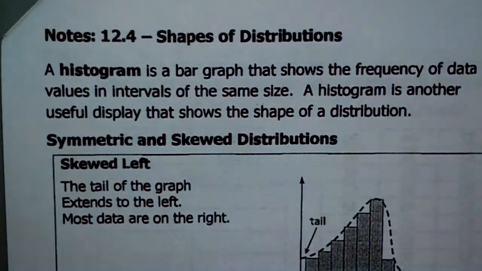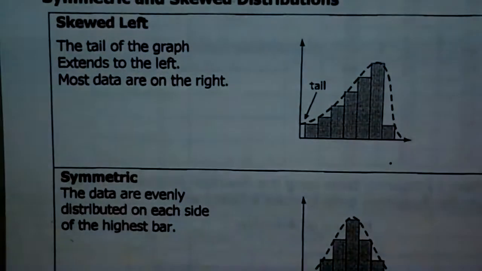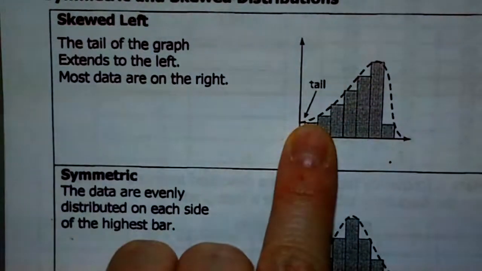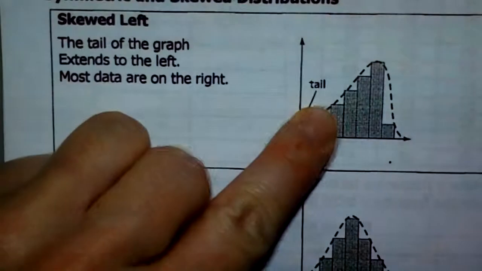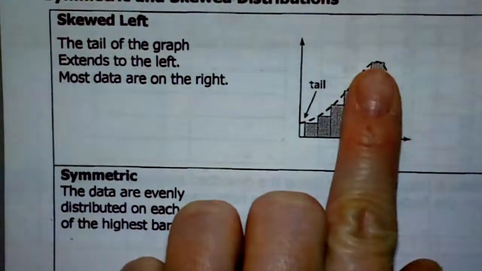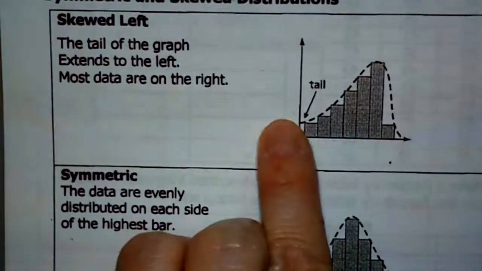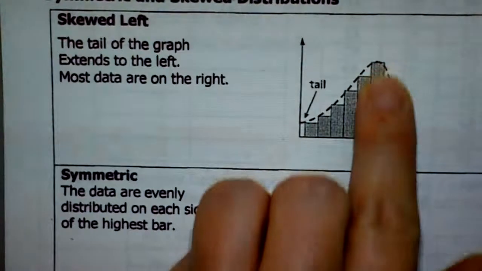So just like with the box and whisker plot, we had skewed left, symmetric, skewed right. We can look at a histogram the same exact way. So here's a histogram here, and this represents data that is skewed left because the tail of this data is longer, and you can kind of see that it looks like most of the data is pushed over to the right here. So skewed left means the tail on the left is longer than the tail on the right.